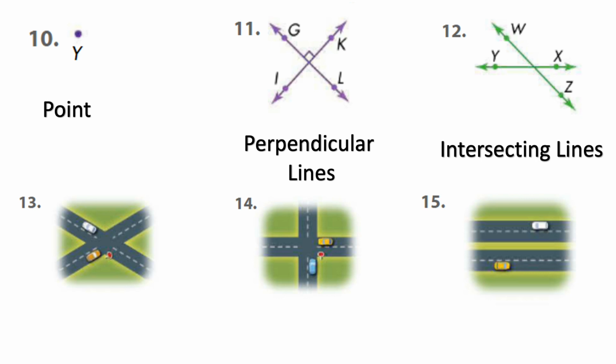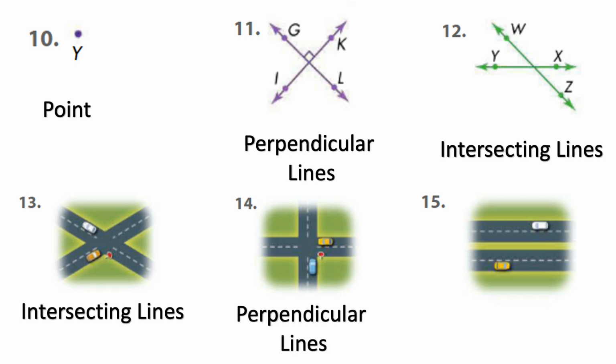Now for real life applications, you can see that some streets may form this X shape. They are just intersecting lines. And the streets that have the shape of the plus, they are perpendicular lines because we have the corner of the right angle here. It's shown. As for number 15, when you have two lines extended in two directions without intersecting each other, we say that they are parallel lines.